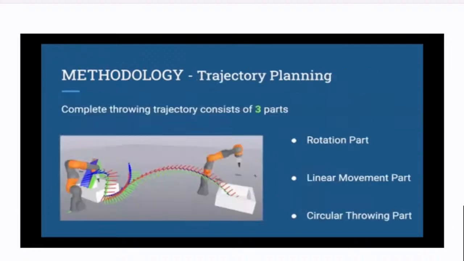For trajectory planning, the complete throwing trajectory consists of three parts: the rotation part, the linear movement part, and the circular throwing part. The robot arm will rotate to the orientation direction first, and then linearly move to the starting position of the throwing trajectory. And then we generate the last segment of the throwing trajectory using our self-designed circular throwing trajectory method.